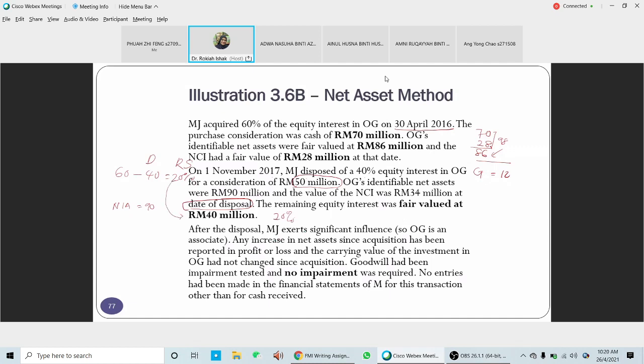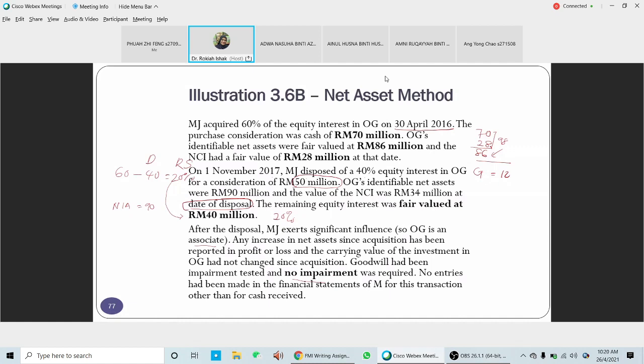After the disposal, MJ has a significant influence, which means that it becomes an associate. Any increase in the net asset since acquisition has been reported in profit or loss and the carrying value of the investment in OG has had no change since acquisition. Goodwill has been impairment tested, but no impairment was required. Okay, so no entry has been made in the financial statements for this transaction other than for cash received.